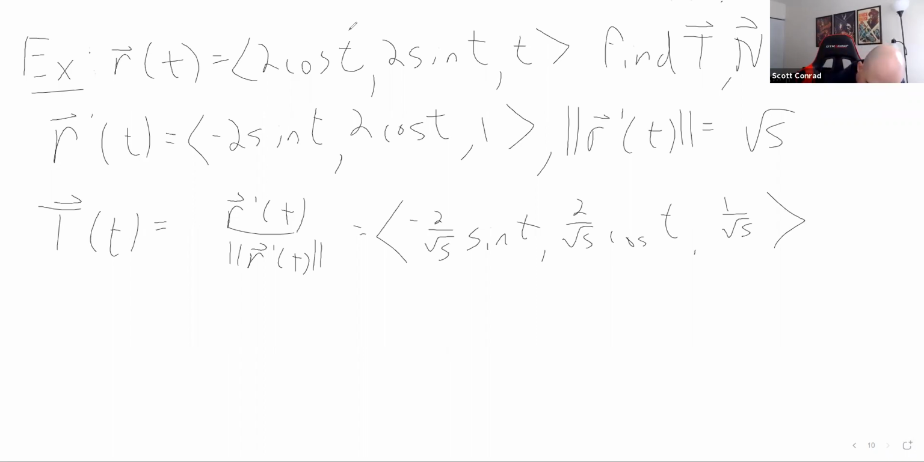So then we do the same thing. So for the unit normal, we need the derivative of t. So t prime t is going to be, take the derivative component by component, negative 2 over root 5 cos t, negative 2 over root 5 sine t, and then 0.